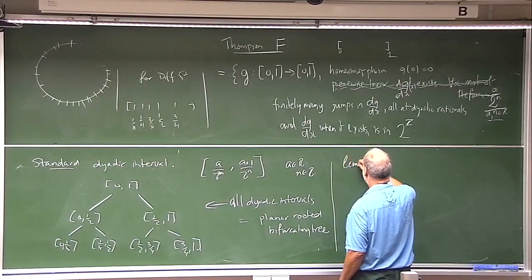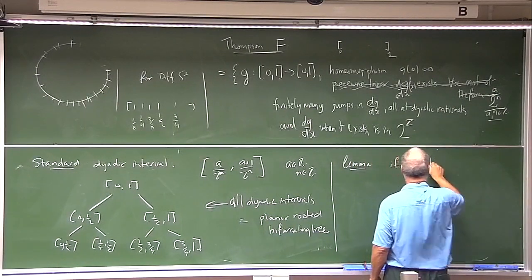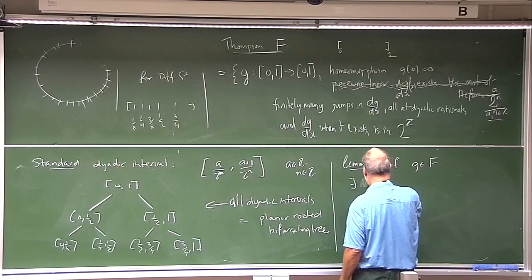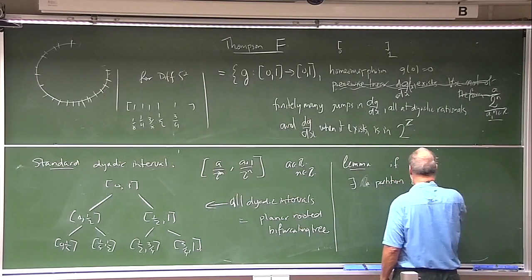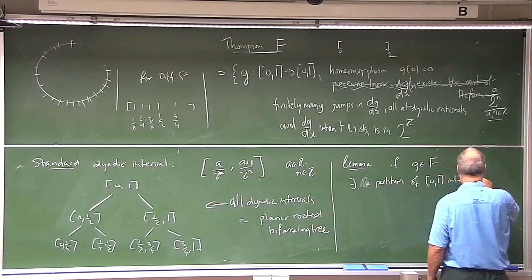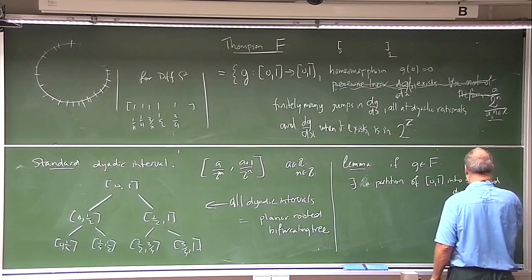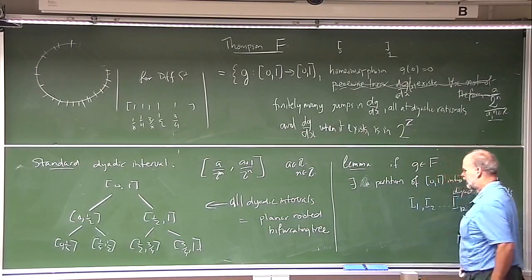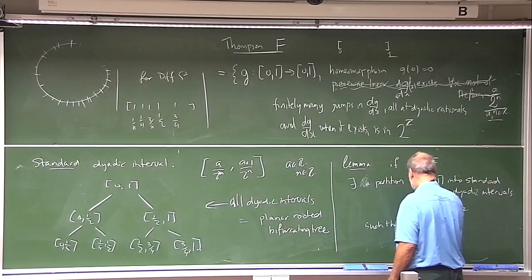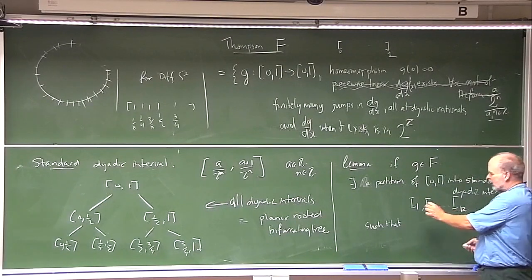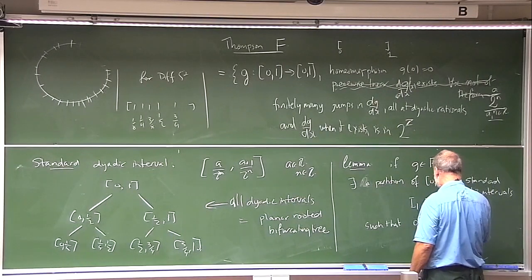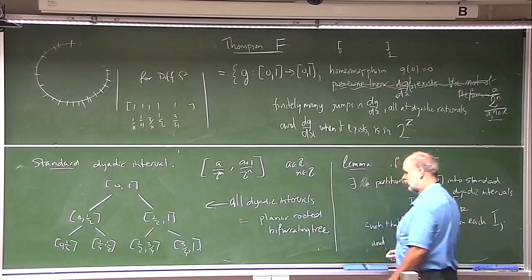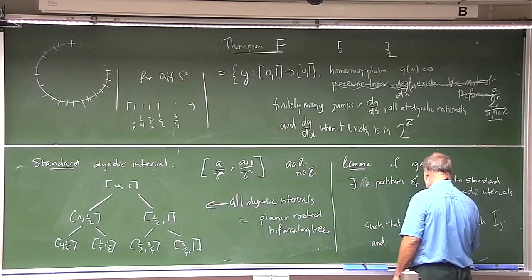Now there's a little lemma that you can prove, not very hard. It says if G belongs to the Thompson group, then there exists a partition of [0, 1] into standard dyadic intervals I1, I2, ..., Ik, such that this partition is nice for G. So in particular, G is differentiable, G is smooth on each side. And also, G of Ij is also standard.